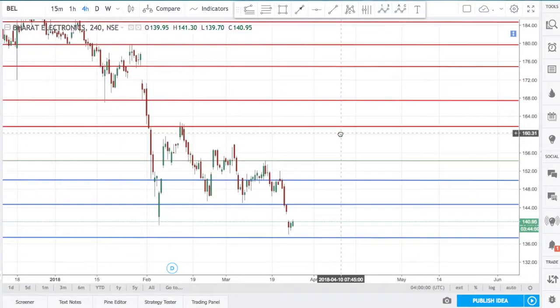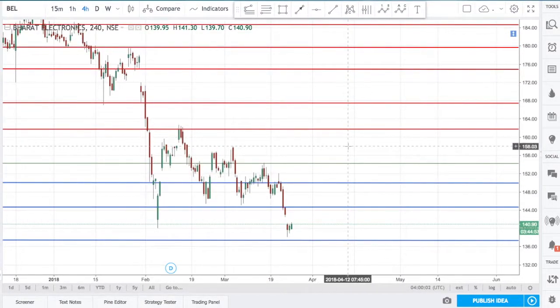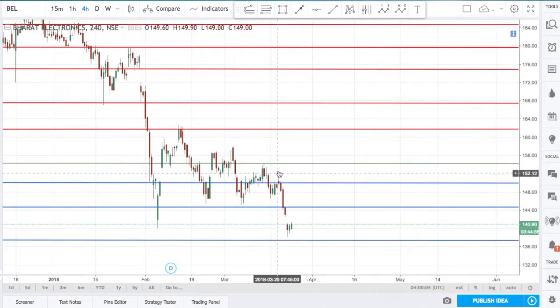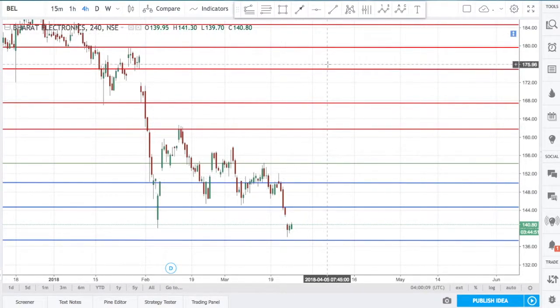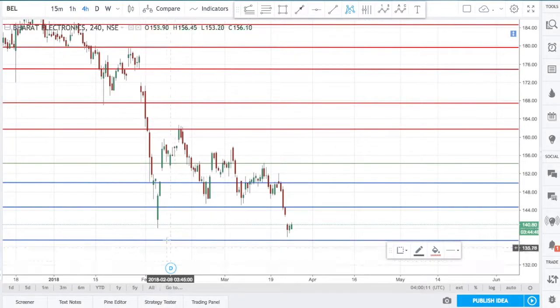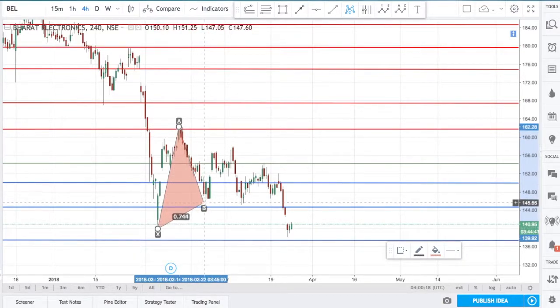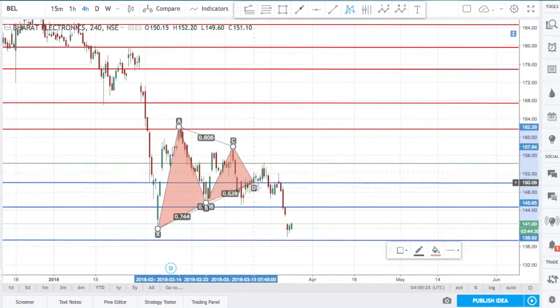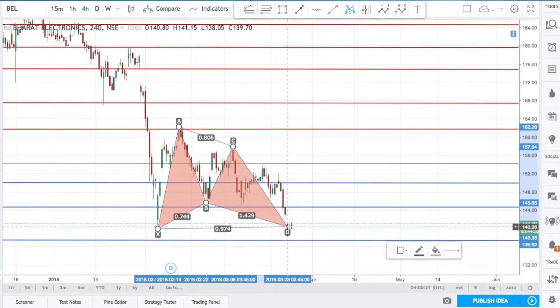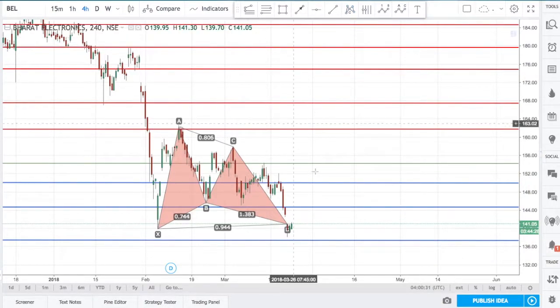And when we look here, we can spot a Gartley pattern on this chart. Let me draw the Gartley pattern for you. It looks like this. This is the first leg. This is the A to B leg, B to C, and the termination possibly here.